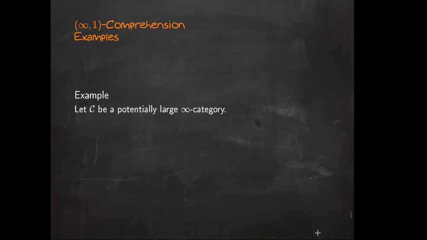Now we can look at where the names small and locally small come from. Namely, I didn't really distinguish between small and large infinity categories at this point, and I will not in the future. But just for this one example, we can consider C to be a potentially large infinity category, so it's a simplicial class.